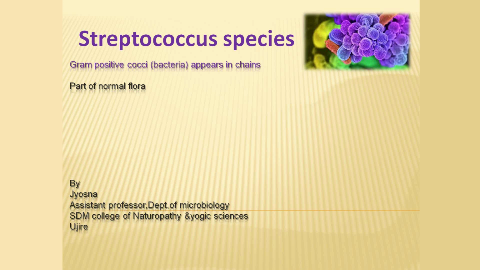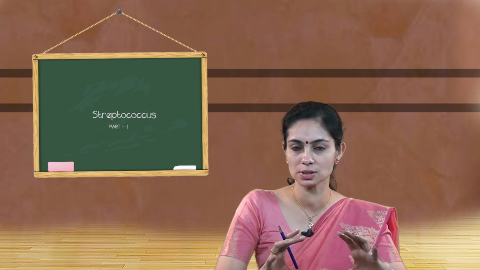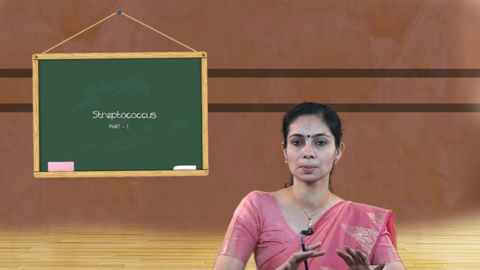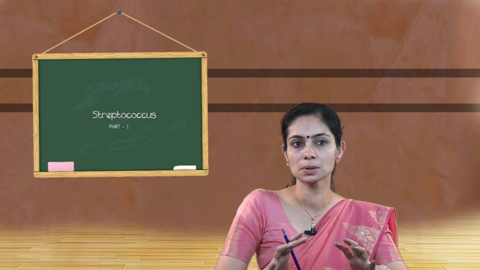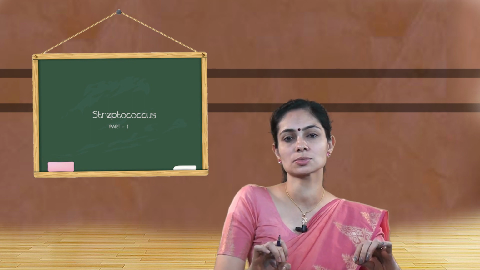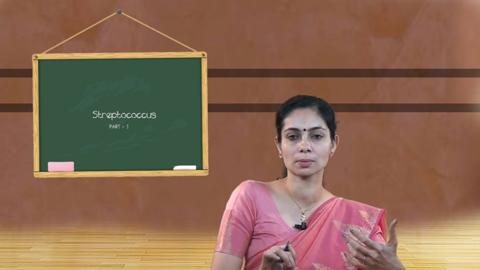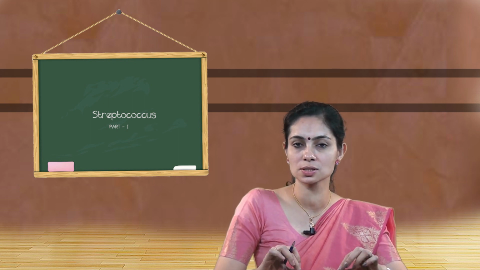When you see the bacteria under gram staining, gram positive appears as purple. So this bacteria appears as spherical, purple, and joined as a chain. So it's a long chain. Sometimes when you take a throat swab, a sample from your throat, you can see this bacteria in small chains, long chains.